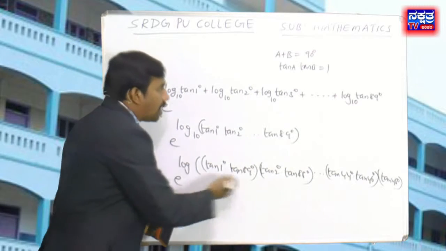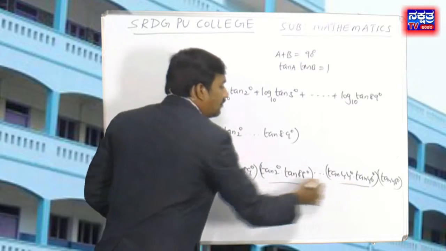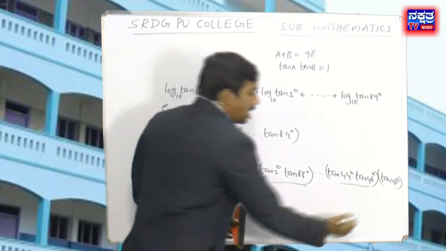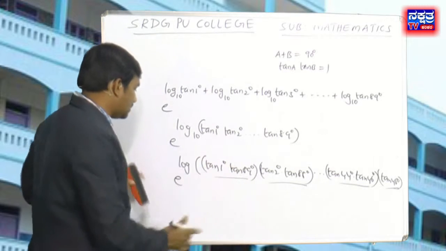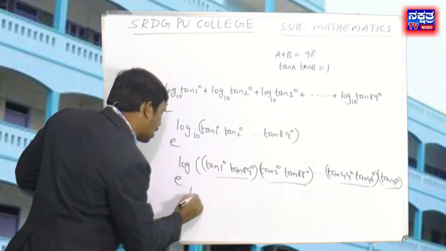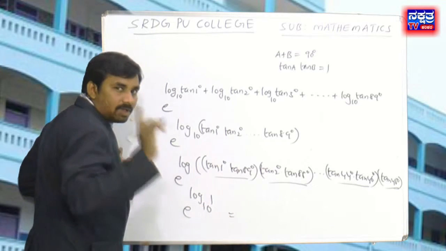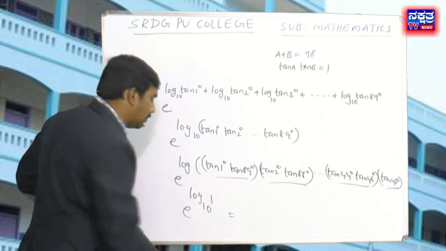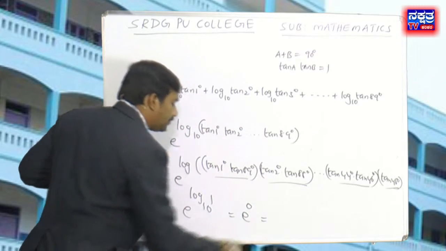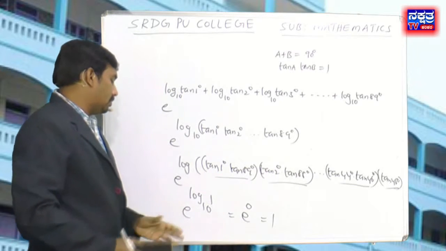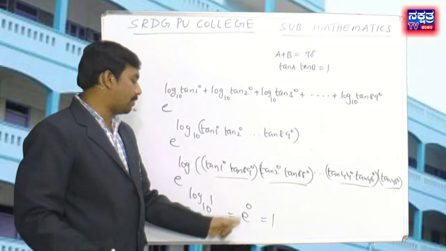So if you follow the formula, every term becomes 1, and tan 45 value is also 1. Hence e power log 1 base 10. Log 1 value is 0, so e power 0 equal to 1. If you take log 1 value 0, it will become 1. E power 0 equal to 1.